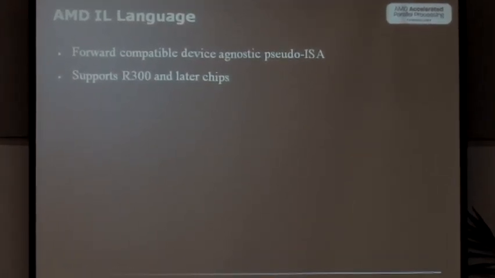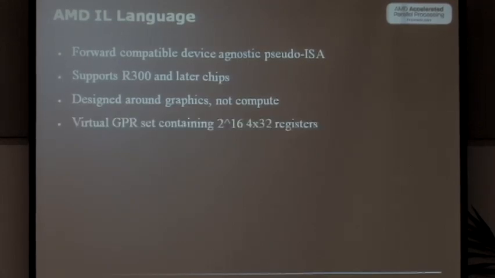So it was designed about 9 years ago, and it was also designed around graphics, not compute. So when you're doing a compute-based architecture, or OpenCL, which is what our high-level source language is, having all these graphics features is detrimental to the language design. We have a virtual GPR set containing 2 to the 16th registers, but each register is a 4 by 32-bit vector register. We don't have scalar registers.